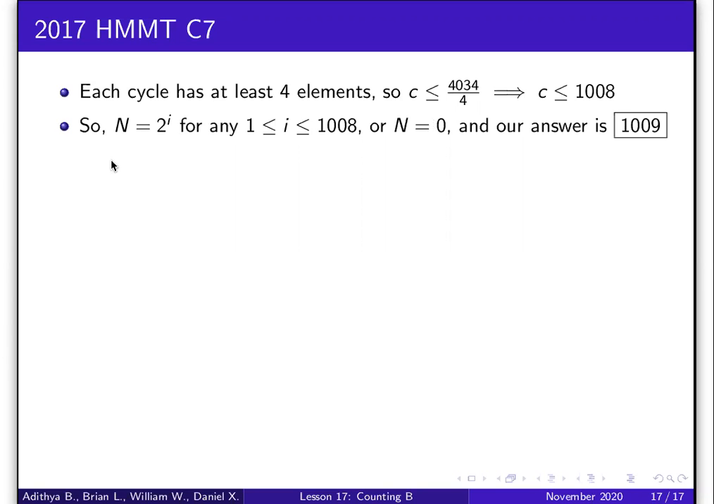So n can be equal to 2 to the i for any i between 1 and 1,008, or n is equal to 0. And for each element in this range, it's very easy to construct a set of toads and frogs which produce exactly 2 to the i. We just partition into i groups, and then for each group, we make a cycle. So our answer is going to be 1,008 powers of 2 or 0, and this is 1,009 in total.